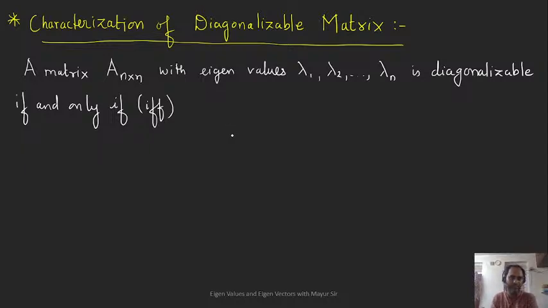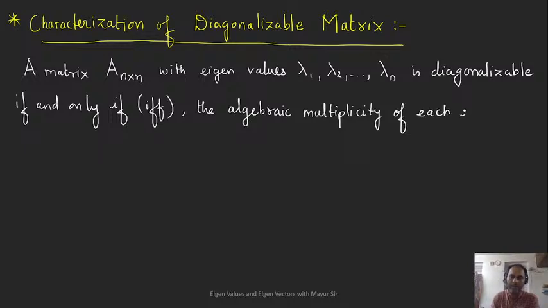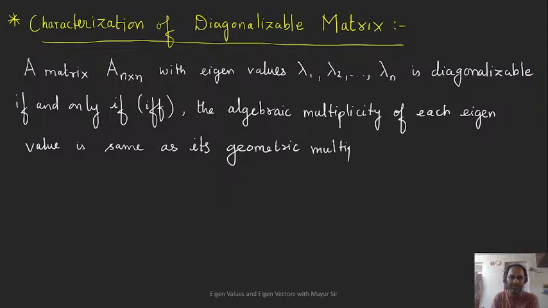If and only if the algebraic multiplicity of each eigenvalue is same as its geometric multiplicity. That's it. This is the crucial thing.